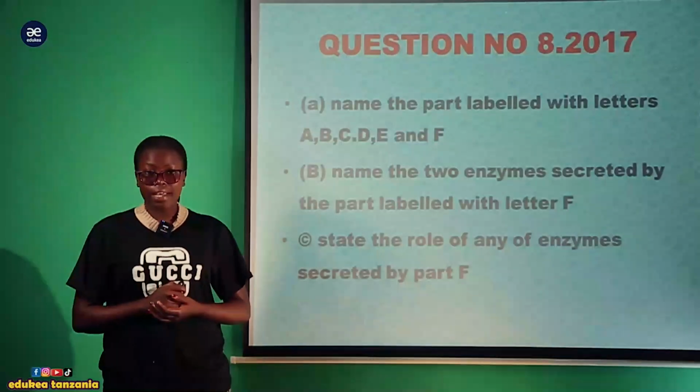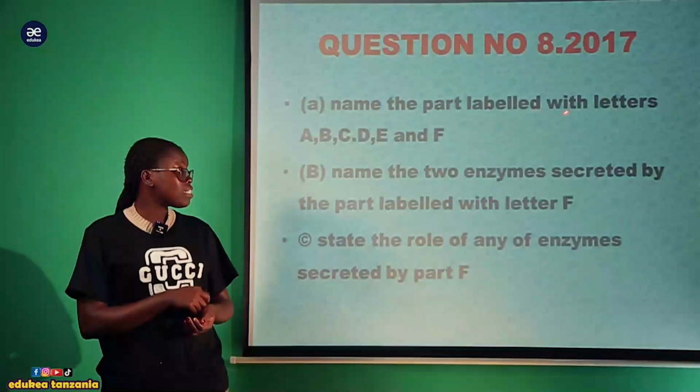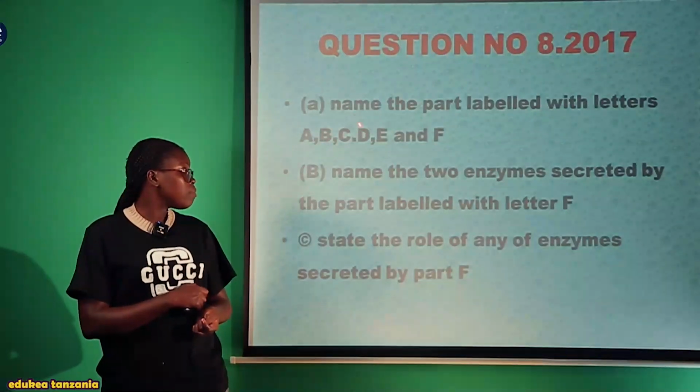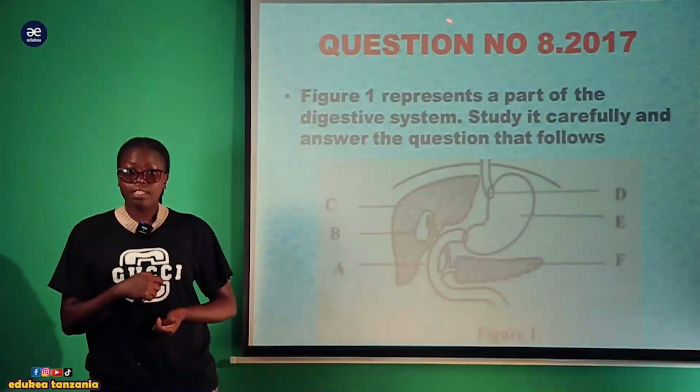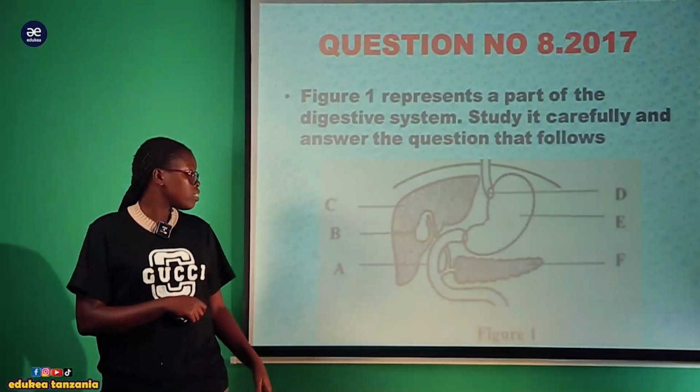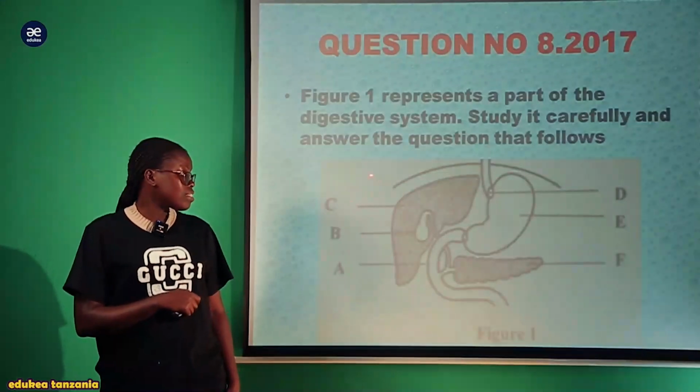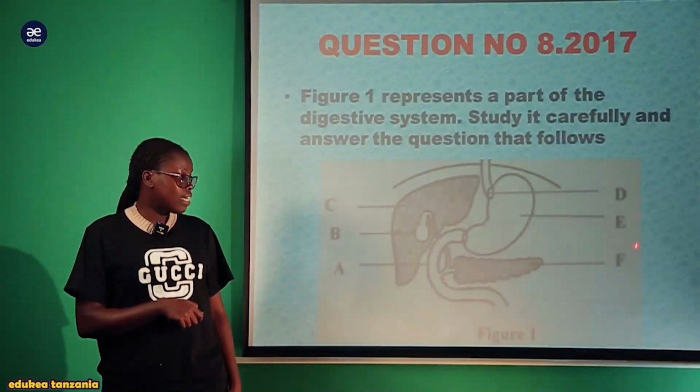Question Roman A: you are needed to name the part labeled with the letters A, B, C, D, E, and F in this diagram.